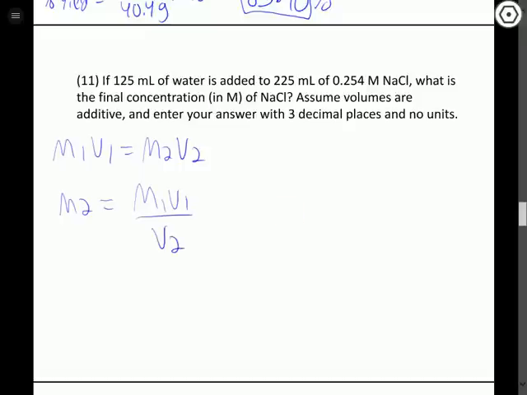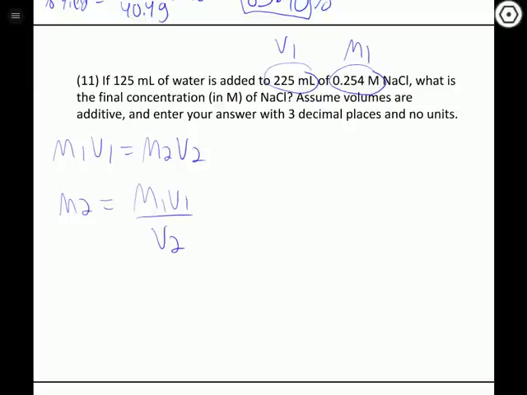Okay, so if we look at the information in the problem, we're told that our starting volume is 225. That's our V1. Our starting molarity is 0.254. That's our M1. So the only thing we need to solve this problem now is V2. So it's important to realize that V2 is the sum of the volumes. It's the final volume. It's not just the amount of water we add. It's the total combined volume once we dilute the solution with water.